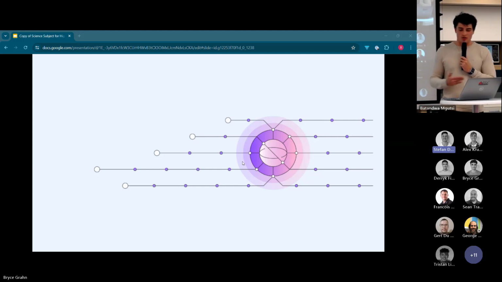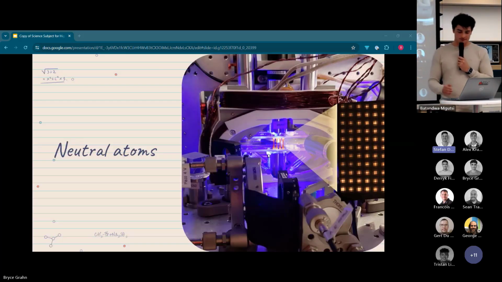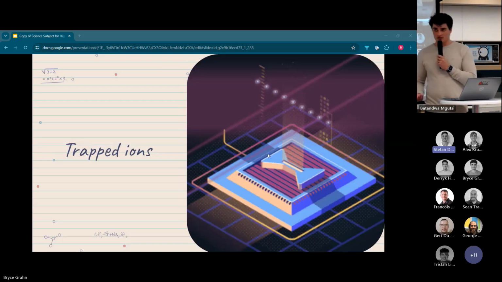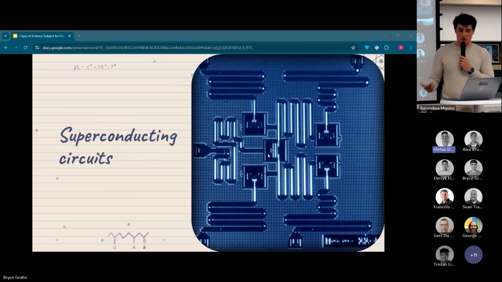So now we know what a qubit is and how it benefits quantum computing for certain problems. But how do we physically represent qubits in the real world? There are three popular methods. There are neutral atoms, trapped ions, and superconducting circuits, which is one of the most popular.